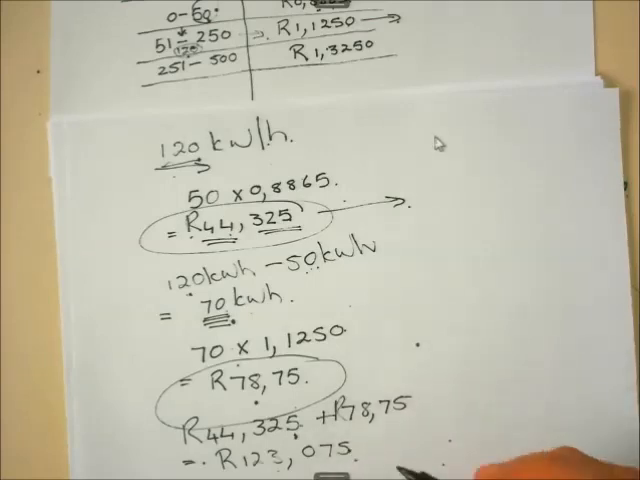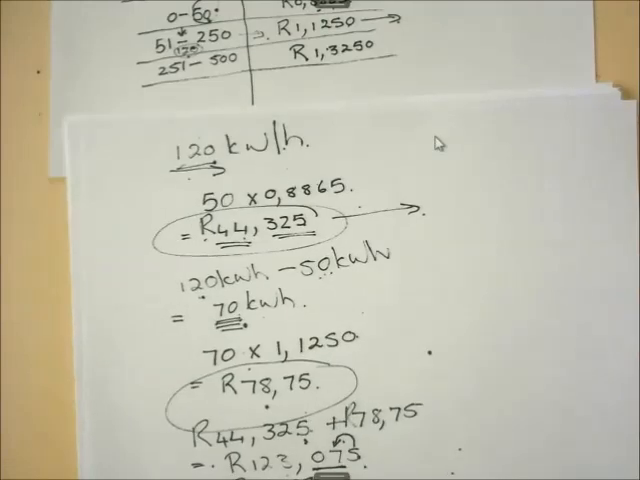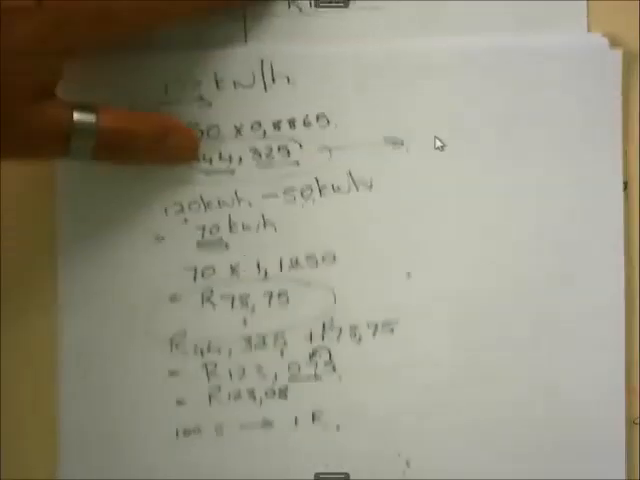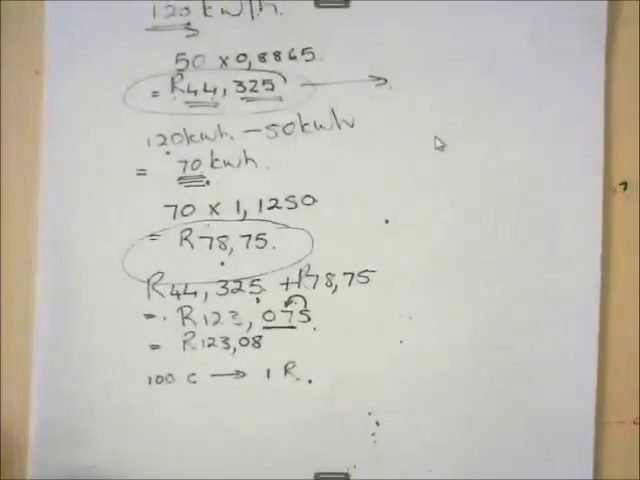Remember, we're going to give our answer correct to 2 decimals. Can this 5 make that 7 the next number? Yes. So I'm going to make it 123 Rand 8 cents. Because we are working here with cents and on this side with rand, and 100 cents make 1 Rand. Okay? I'm sorry, let me just again wrap up here.